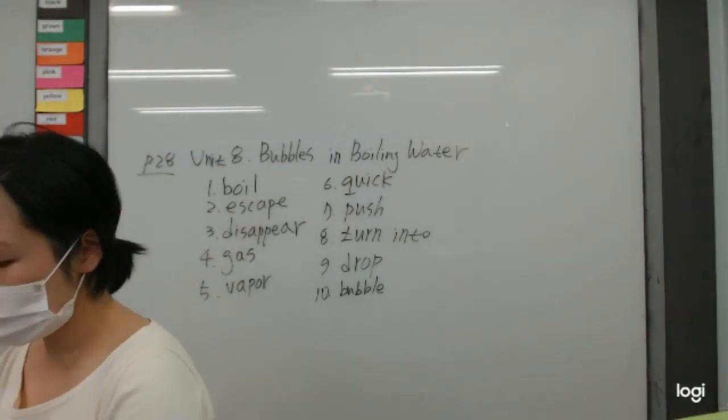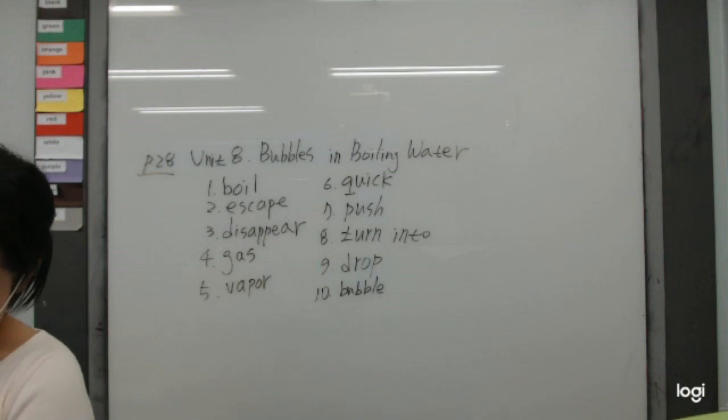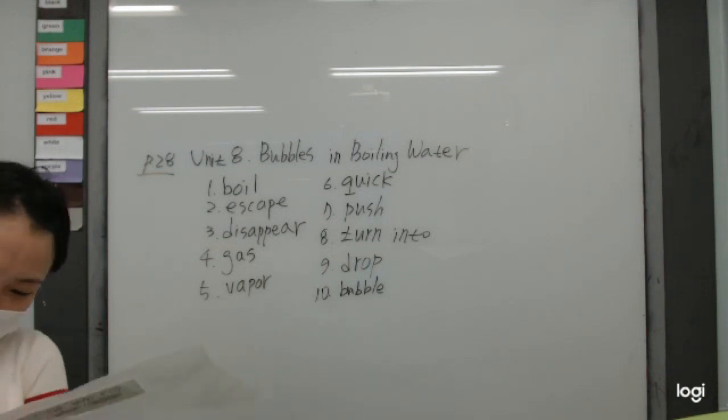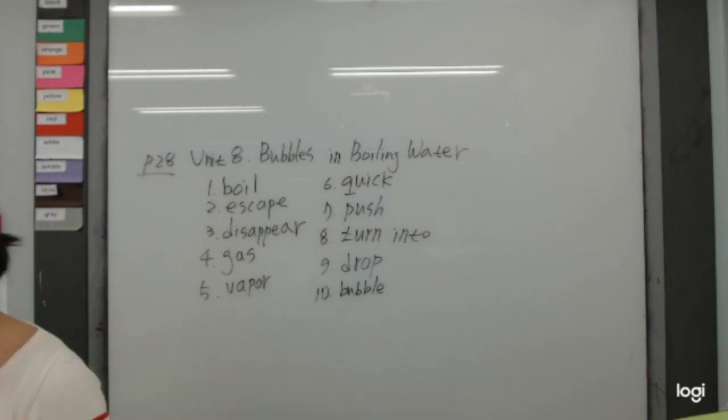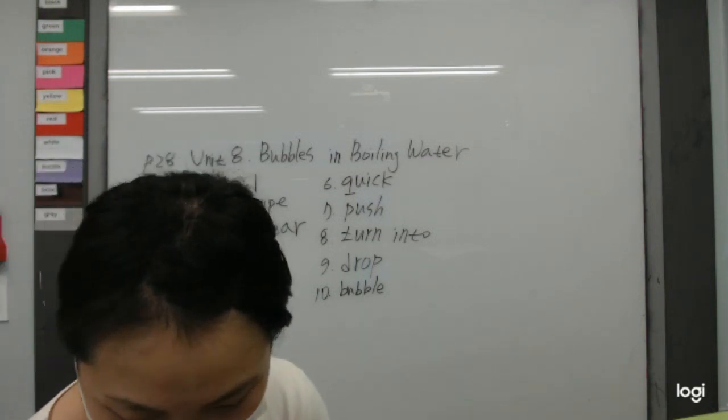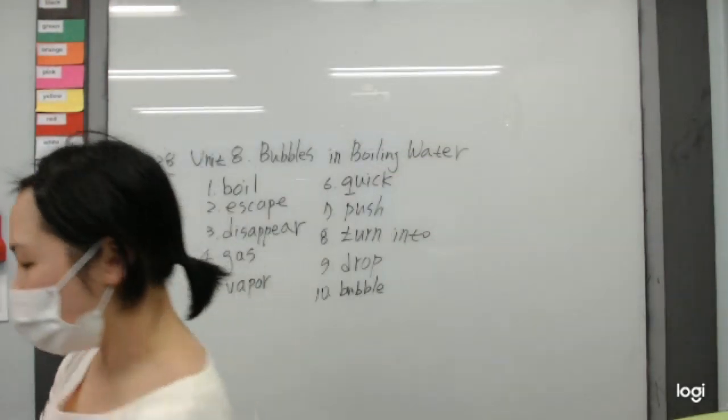So guys, let me know your score, okay? Ellie, how about you? 100. Very good. And Dorothy? 100. Good job. And West? 100. Wow, guys, you're amazing. Everybody had a 100 score.